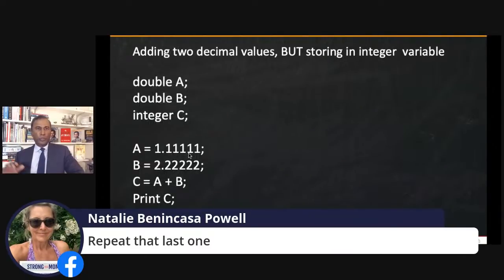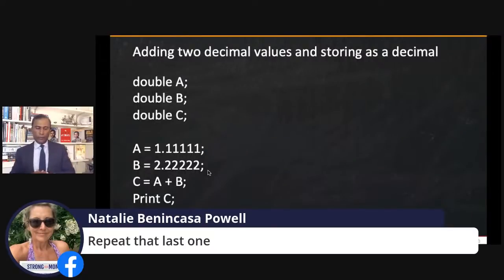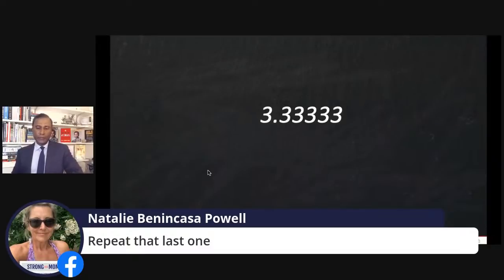So what do we have here? A is 1.11111, B is 2.22222, and C is an integer data type. So when it adds 1.11111 plus 2.22222, you would think it should get 3.33333. However, remember, the computers are stupid. It says, oh, C is an integer, so I'm going to cut off that decimal point. Therefore, you only get 3. However, in this final example, Natalie, we're declaring A as a double, B as a double, and C also as a double, which means it can also store decimals. So this is why we get 3.33333.